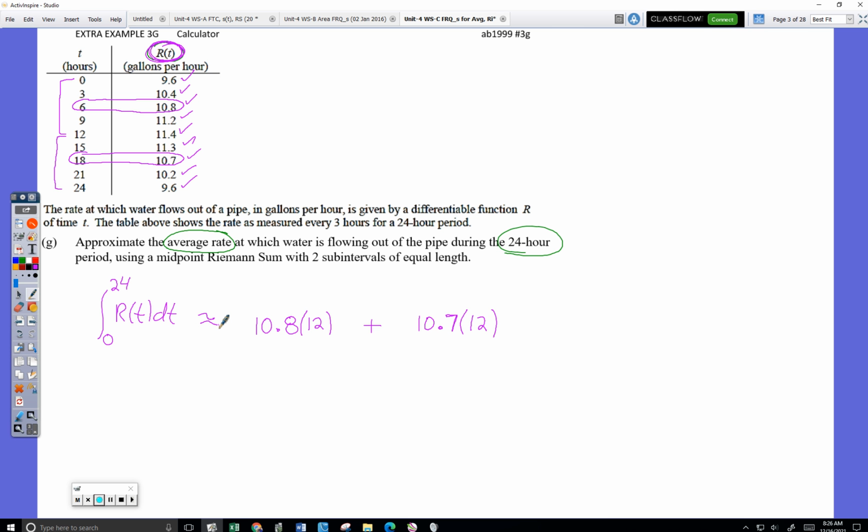If we were doing a midpoint Riemann sum of this integral, we would have taken the value of R right here, and we would multiply by the dt, or the width of the subinterval. And the same thing for the next subinterval. That's simply how a midpoint Riemann sum is done. That was the buff packet. So you should not have any trouble understanding why this integral can be approximated by doing this.